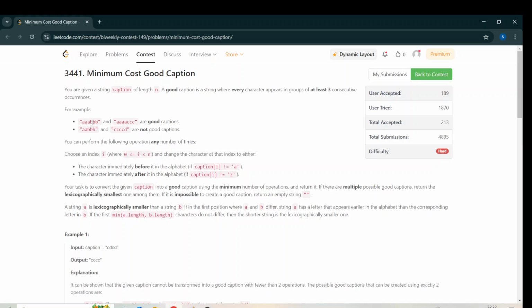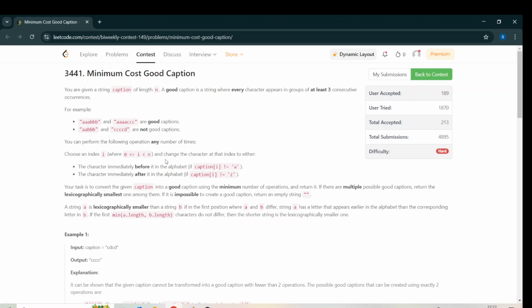So let's say A, B, B, B. Here A appears in a consecutive of three characters, and similarly B appears consecutively three times. So these are good options, but A, B, B, B, here A appears only two times, so this is not a good caption. Okay, now what we can do, we can perform the following operation any number of times.